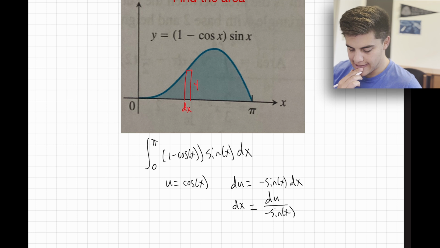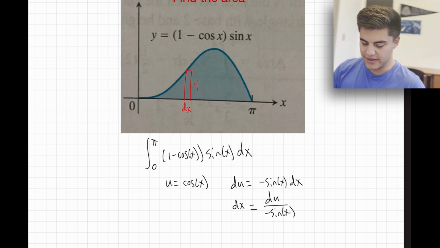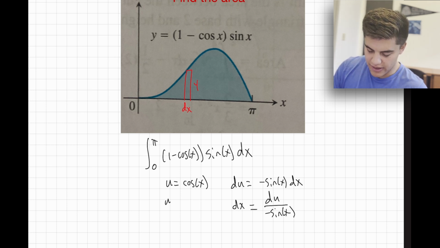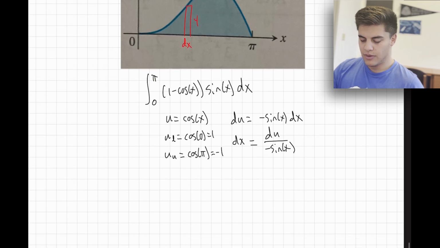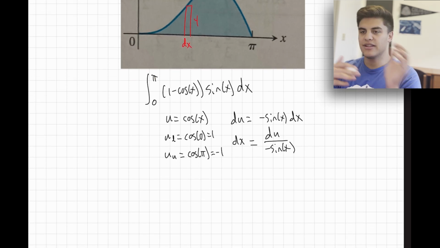And then let's go ahead and solve for the bounds in terms of u. So the lower bound, u lower, is going to be cosine of 0, which is equal to 1. And the upper bound, u upper, is equal to cosine of pi, which is equal to negative 1. With all these things together, we could make those substitutions.